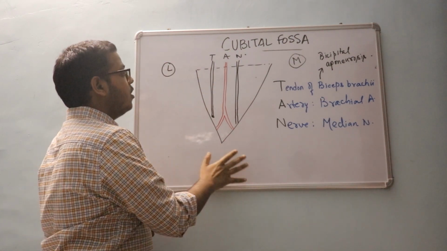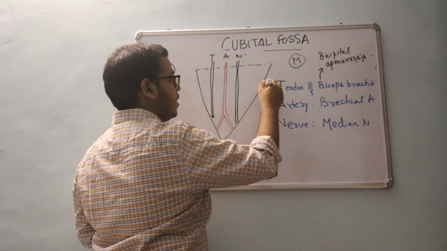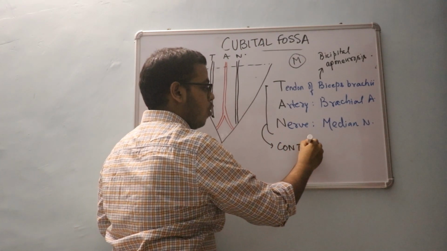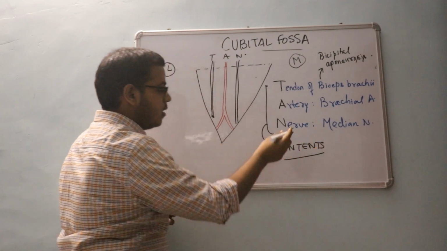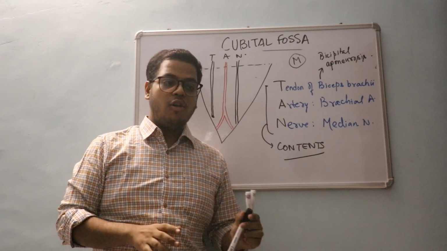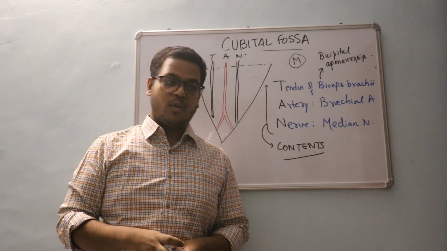Okay, so these are the contents. So we have done the contents. I'll just say that these are the contents of the cubital fossa. Okay, so that's all about the cubital fossa. Let's move on to the flexor retinaculum.